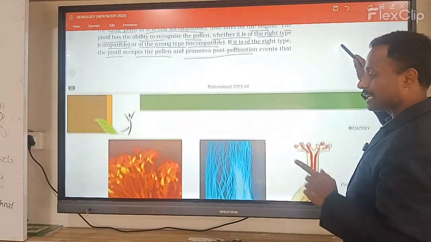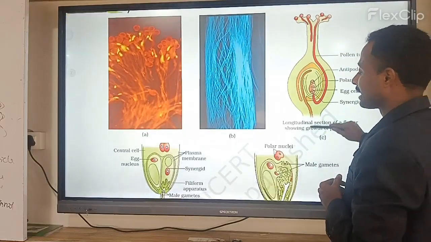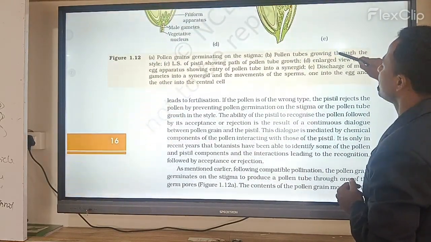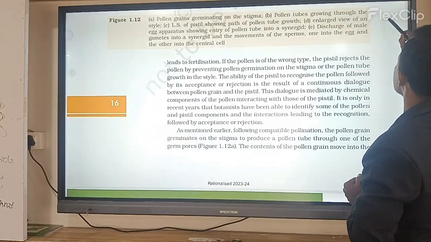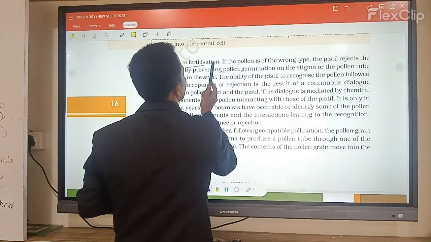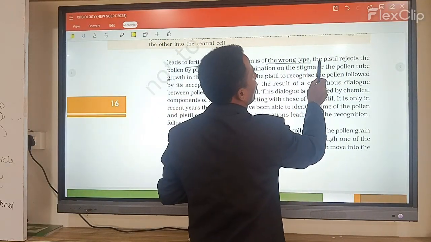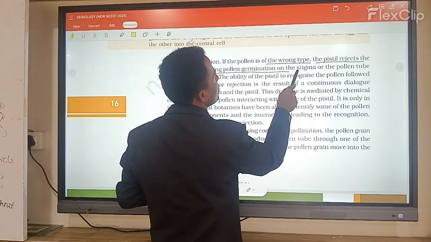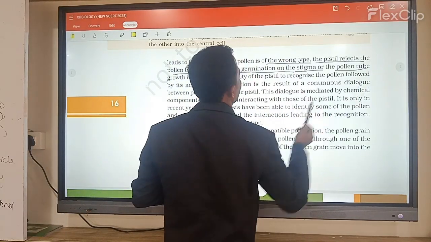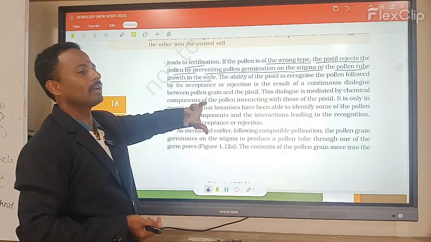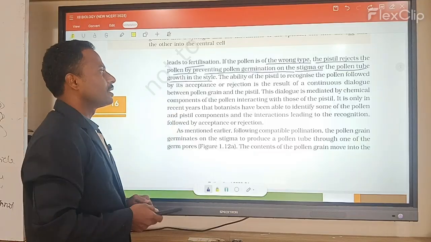These post-fertilization events lead to fertilization. If the pollen is of the wrong type, the pistil rejects it by preventing pollen germination on the stigma, or the growth of the pollen tube in the style. So even if the pollen reaches the stigma, the pollen tube does not germinate.